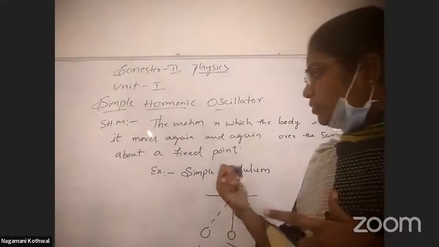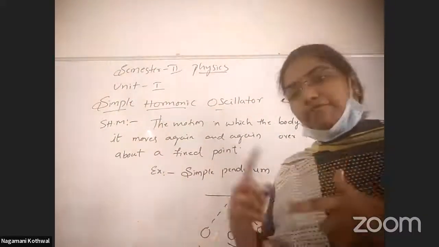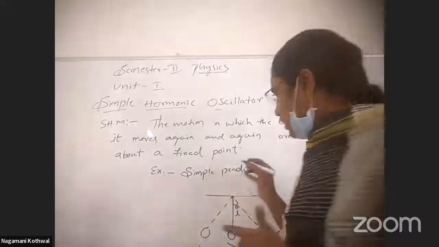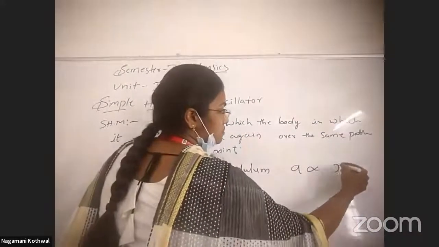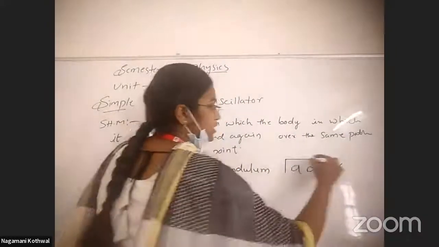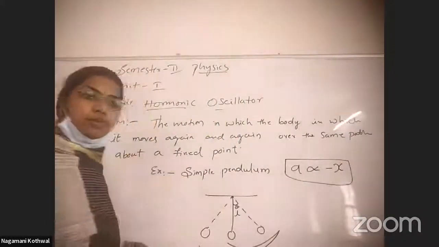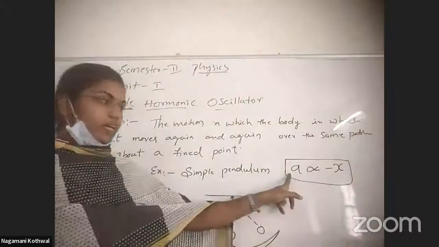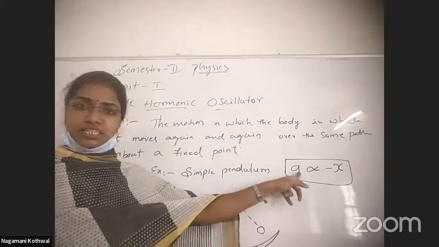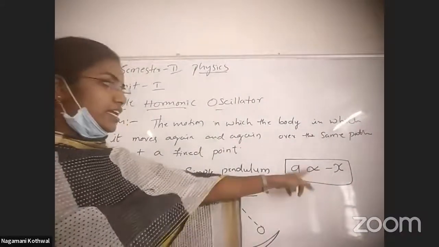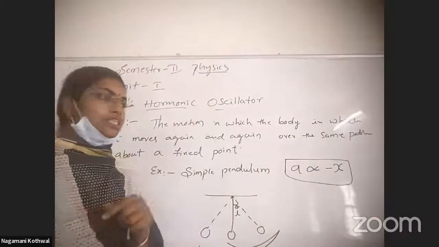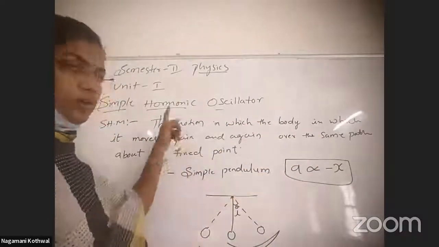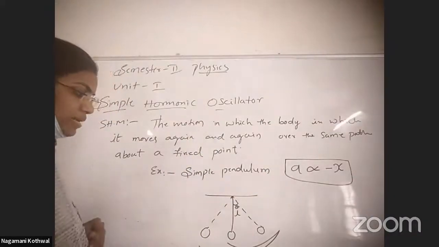Simple harmonic motion can be defined in other terms: the acceleration is directly proportional to the displacement but in the negative direction. This is also known as simple harmonic motion. The acceleration is nothing but the change in the velocity. The acceleration is directly proportional to the displacement of the object but in the opposite direction. It is as simple as this.